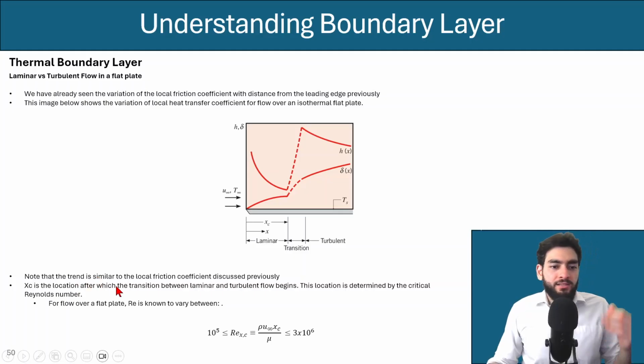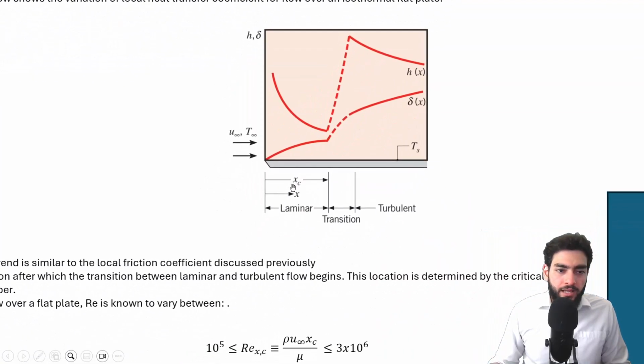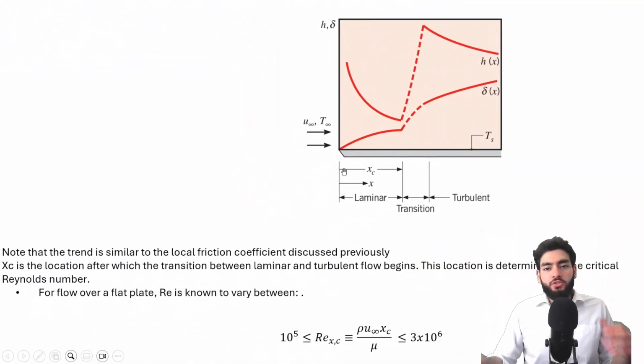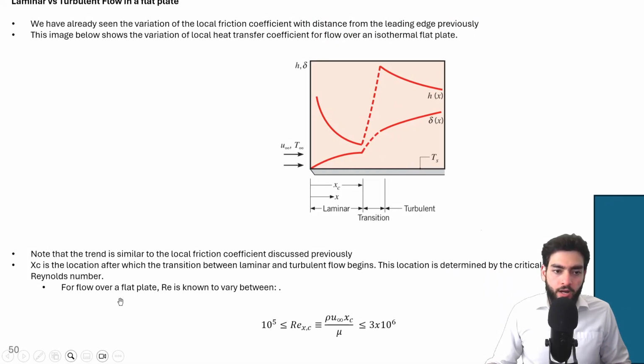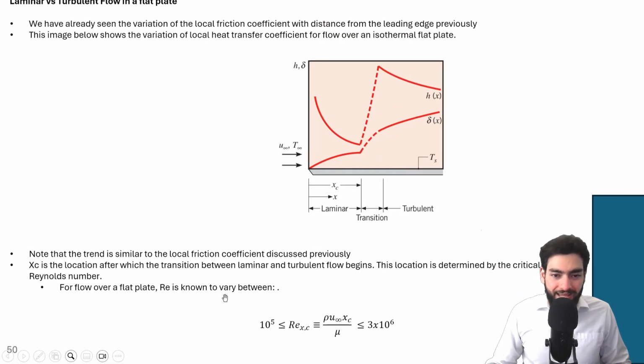So note that the trend is similar to the local friction coefficient discussed previously, and the distance xc over here is just the location after which the transition from laminar to turbulent begins. And this location is determined by the critical Reynolds number. For a flow over a flat plate, this Reynolds number is known to vary between 10 to the power of 5 and 3 times 10 to the power of 6.